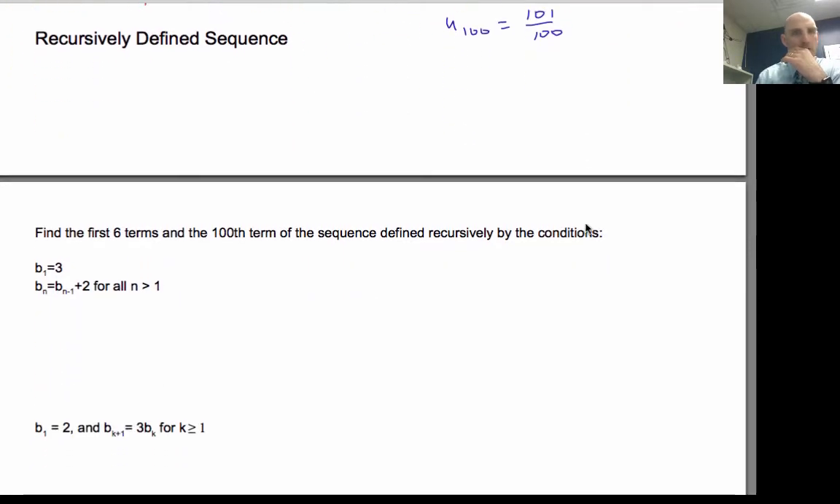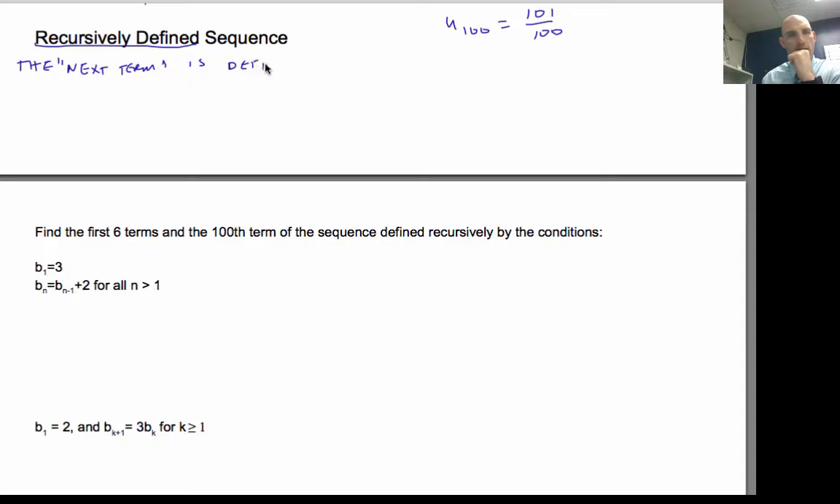So let's look at a recursively defined sequence. Recursively defined means the next term, and put that in parentheses, is defined by the previous term. Okay, so the second term is defined in terms of the first term. The third term is defined in terms of the second term. And so you've got to look backwards to be able to find the next term.